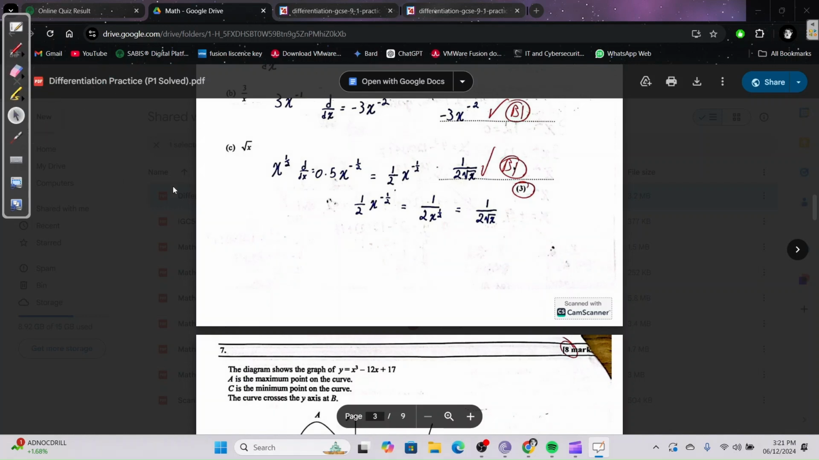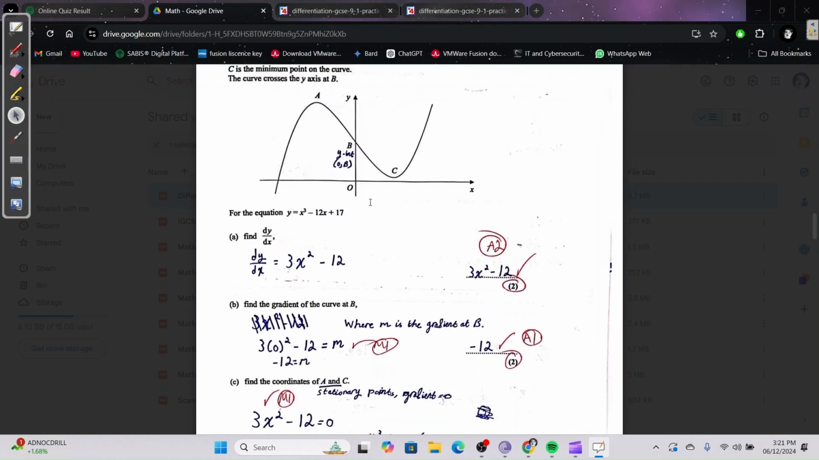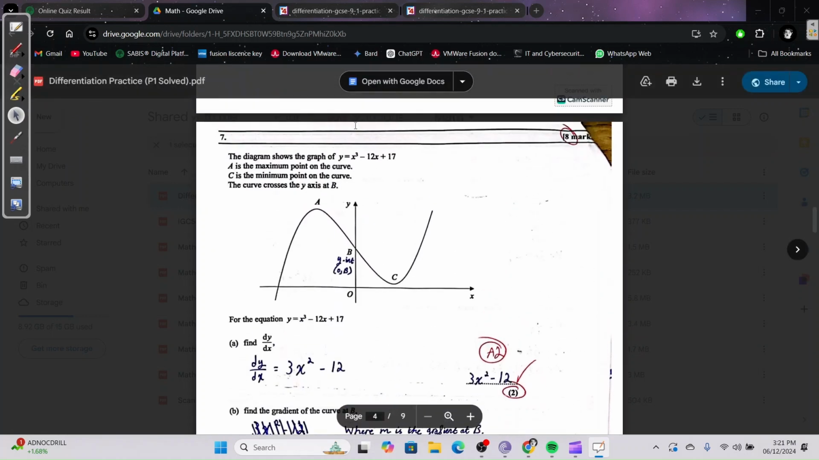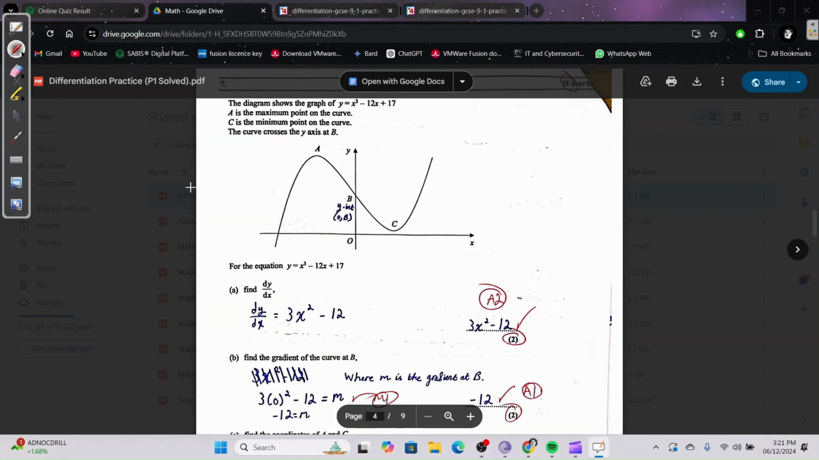So moving on, question 7. The diagram shows the graph of y equals x cubed minus 12x plus 17. A is the maximum point, C is the minimum point on the curve. The curve crosses the y-axis at B. For the equation, find dy by dx. Okay, so you derive for the first question, really easy, 3 marks. Dy by dx, of course you can't forget to write it, equals 3x squared minus 12. Constant cancels out. So this is dy by dx.